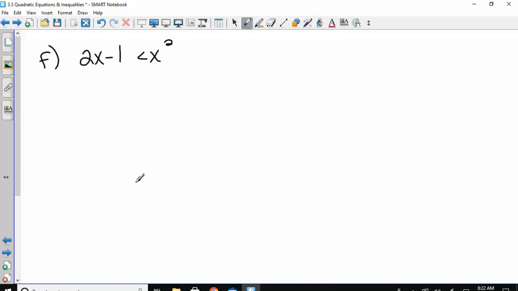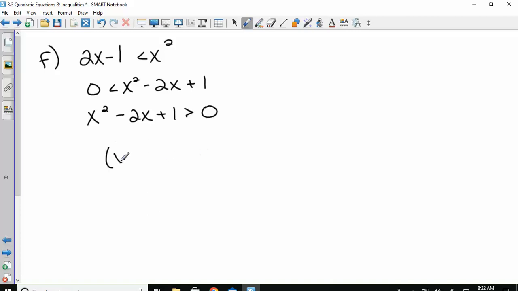So what would I need to do here? Get it all on the same side. Subtract the 2x and add the 1. So everything has to be on one side. It doesn't matter which side you take it to, but typically you guys like to have a positive x squared. So keep in mind this is the same thing as saying x squared minus 2x plus 1 is greater than 0. Does that factor nicely?